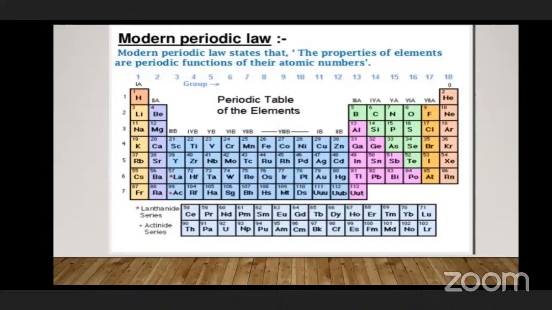In the middle of the periodic table, from third B to second B, scandium to zinc, yttrium to cadmium, lanthanum to mercury, actinium to element 112.